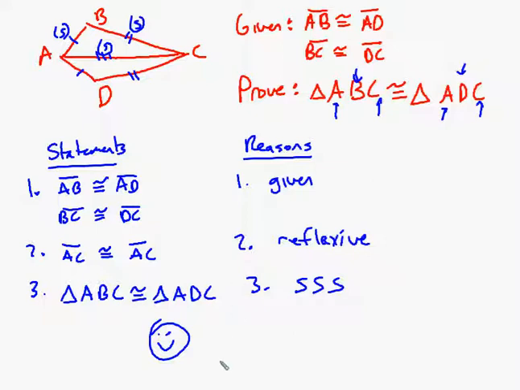Alright. That's our first one. And very few proofs except for this section are actually just going to be side, side, side. Usually you have to get some angles involved, which is why we have the next one. Okay, so the next one is side, angle, side.